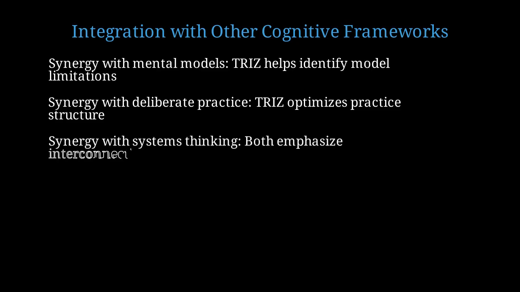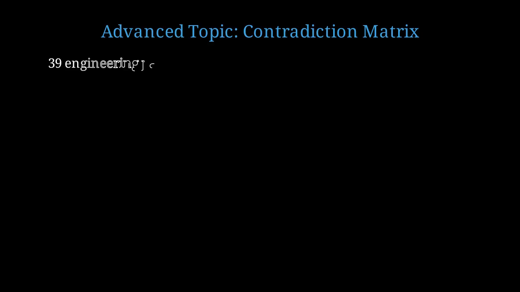Systems thinking and TRIZ complement each other naturally. Systems thinking reveals relationships and feedback loops. TRIZ provides specific tools for resolving conflicts within those systems. For those ready to go deeper, let me introduce the TRIZ contradiction matrix, a powerful tool for systematic problem solving.